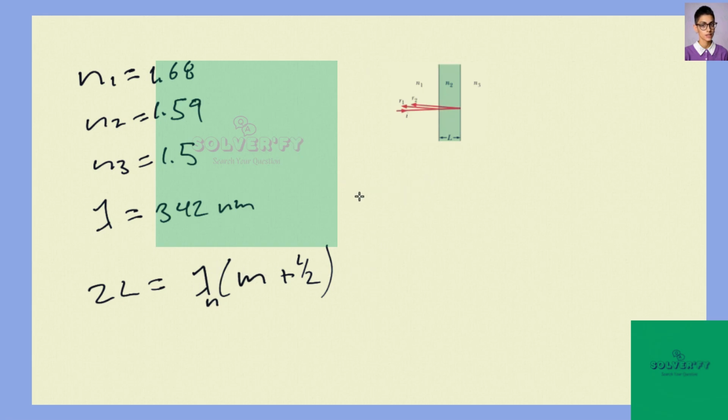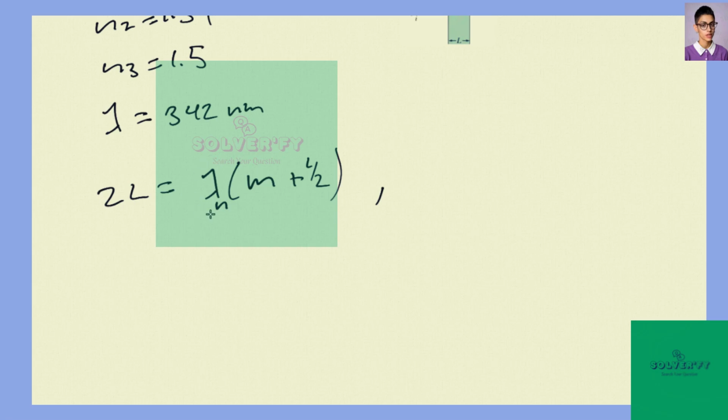There's one more thing we have to account for, which is when you go from a lower index of refraction to higher index of refraction, the reflected ray gets shifted by half a wavelength. So we have to account for that. As you go from N1 to N2, you're going from higher to lower. So there's no phase shift on this first surface. And the same thing when you go from N2 to N3, you're going from higher to lower. So there is, again, no phase shift. So that works out. We don't have to add anything here. We just have to solve for L.